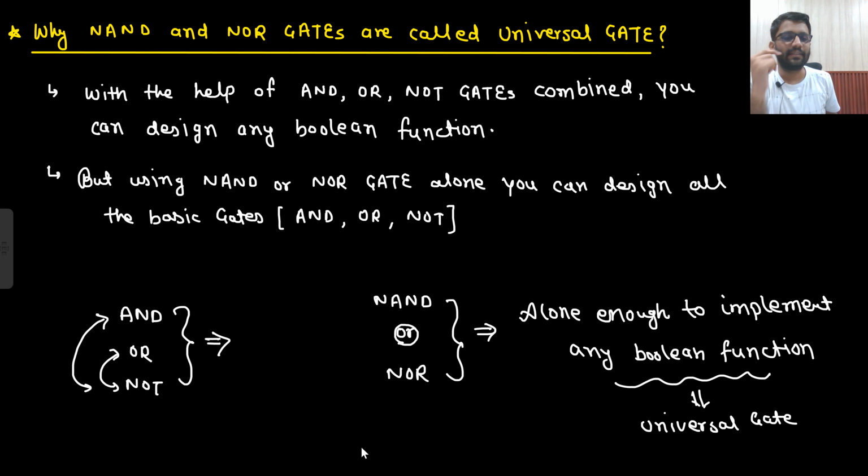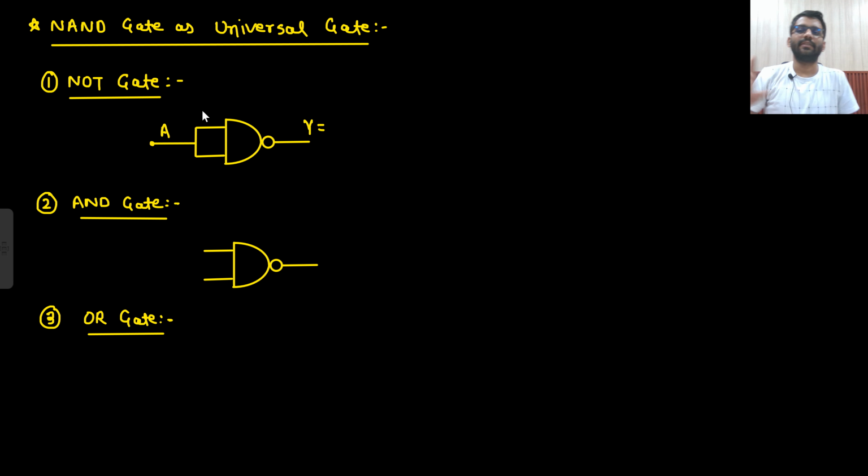Okay, let's see this. Now from the NAND gate we will design the AND gate, OR gate and NOT gate. We will design other gates as well, but later in this chapter. Using the NAND gate we will design AND, OR, NOT, and then using the NOR gate we will design AND, OR and NOT. Okay, so let's see this: NAND gate as a universal gate.